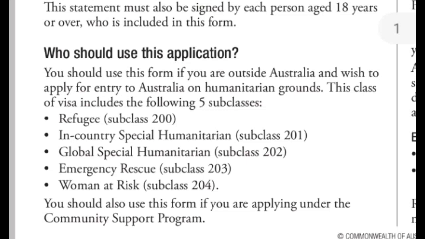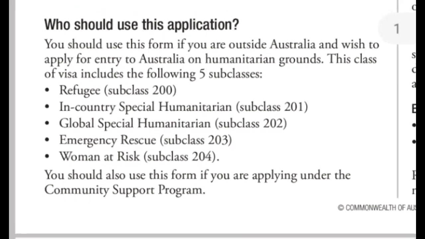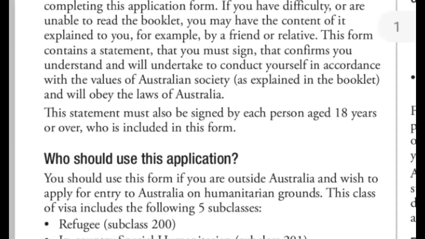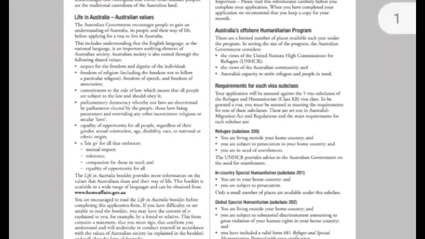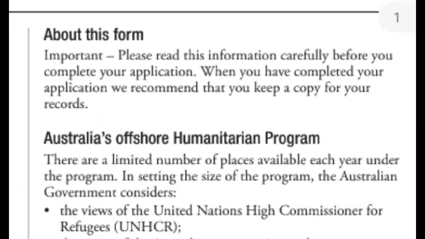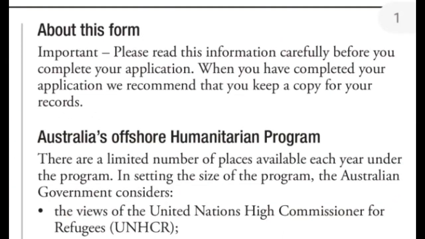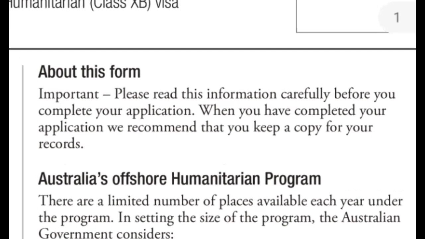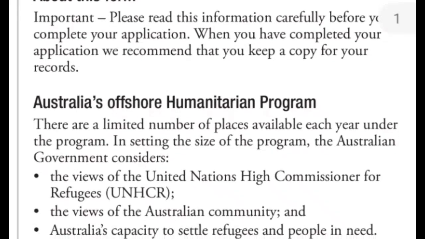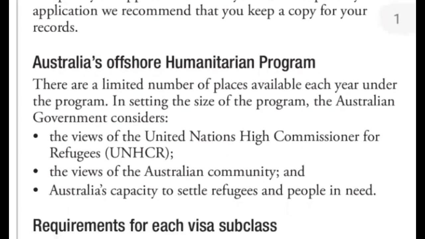Who should use this application? You should use this form if you are outside Australia and wish to apply for entry to Australia on humanitarian grounds. This class of visa includes the following 5 subclasses: Refugee, subclass 200, In-Country Special Humanitarian, subclass 201, Global Special Humanitarian, subclass 202, Emergency Rescue, subclass 203, Woman at Risk, subclass 204.